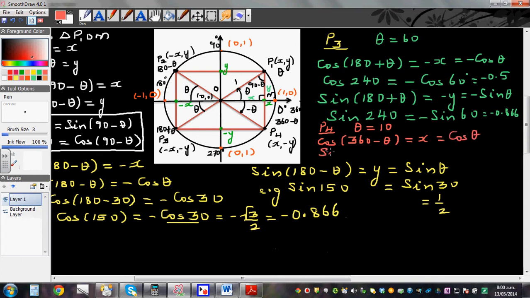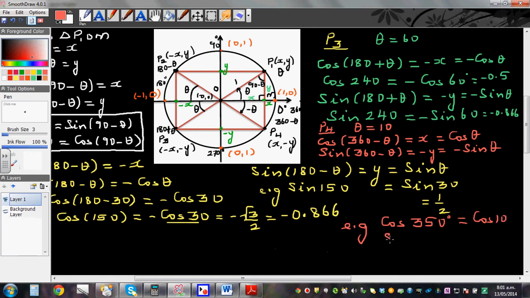And sine 360 minus theta, what's the y coordinate? The y coordinate is negative y, so that's going to be negative sine of theta. So to explain with an example, taking theta as 10 degrees, cos 350 should be equal to cos 10, and sine 350 should be equal to minus sine 10.